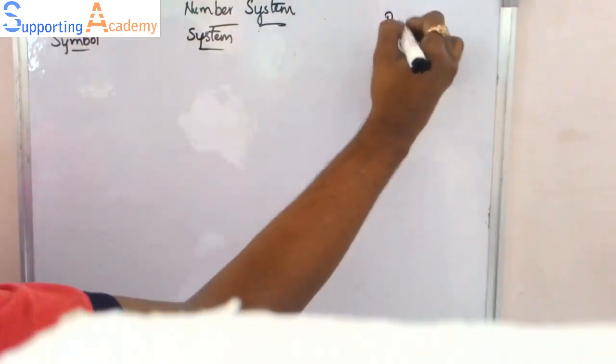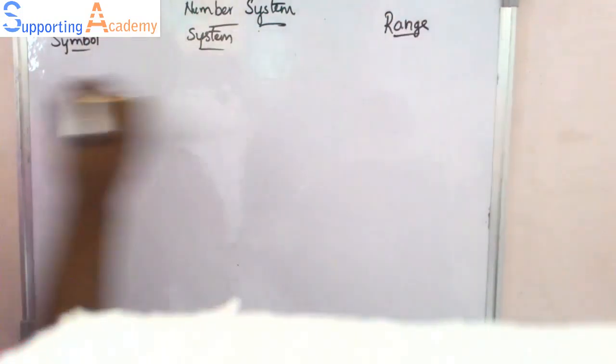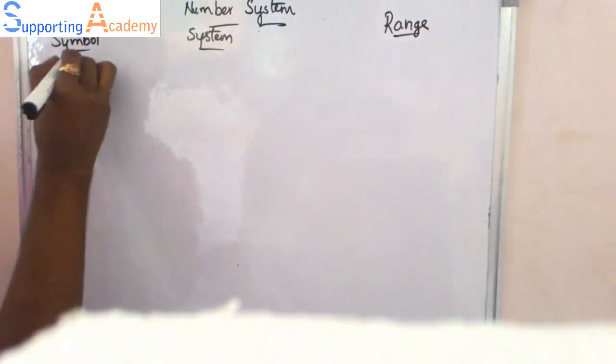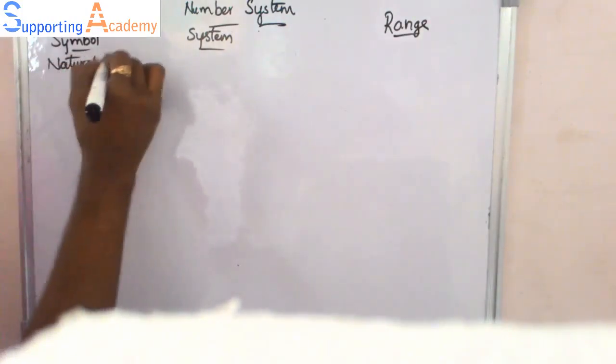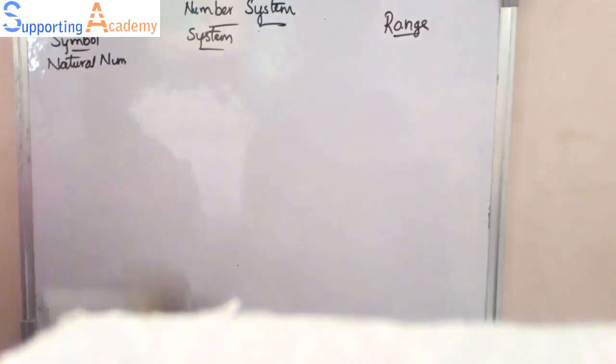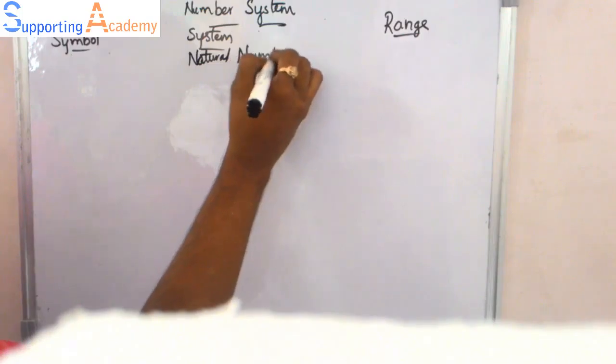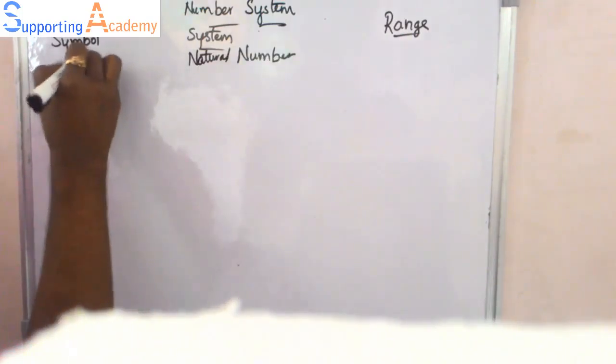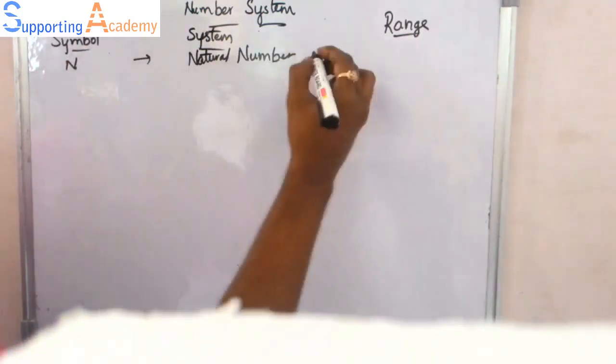Hi, the symbols of number systems are: the natural numbers are denoted by N, and they range from 1 to infinity, as I have explained earlier. Followed by it, the whole numbers. Whole numbers are represented by W, and they range from 0 to infinity.